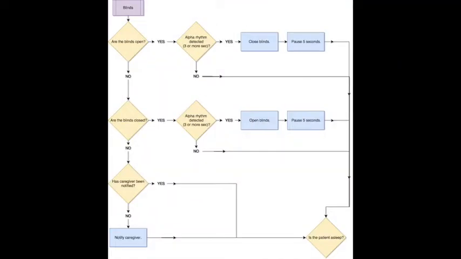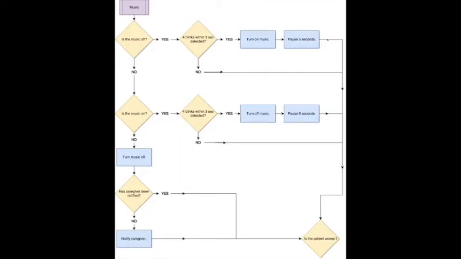Flow of information in the blinds algorithm uses alpha rhythm signals to determine changes in state. If it reads the signals for 3 or more seconds, it will open or close the blinds. Control over music is determined by alpha rhythm signals. Blinking 4 times in 3 seconds will turn on or off the music.